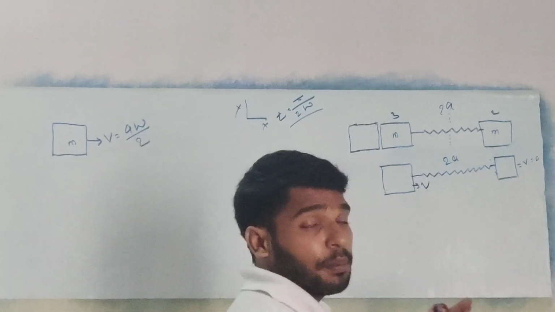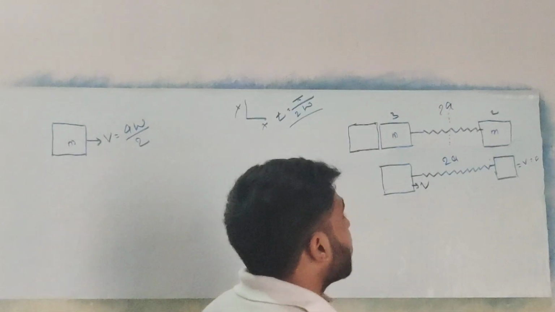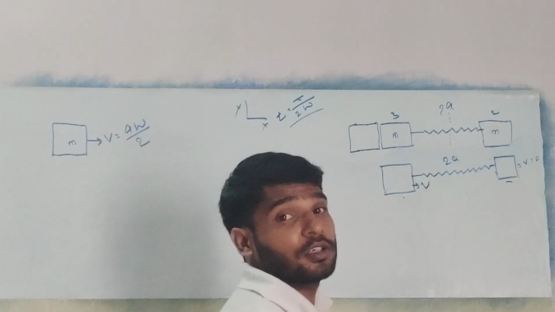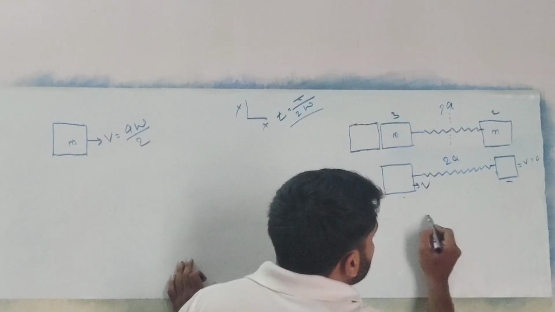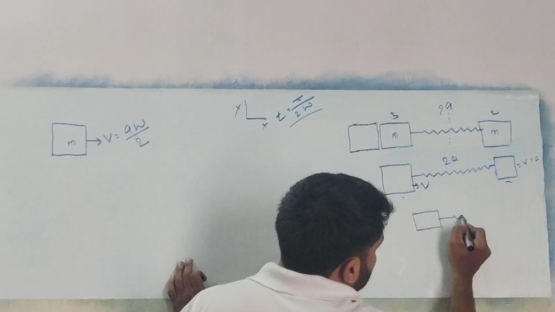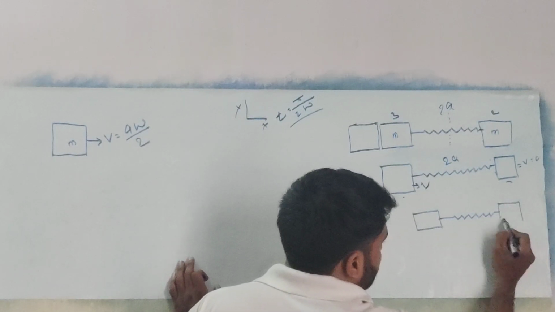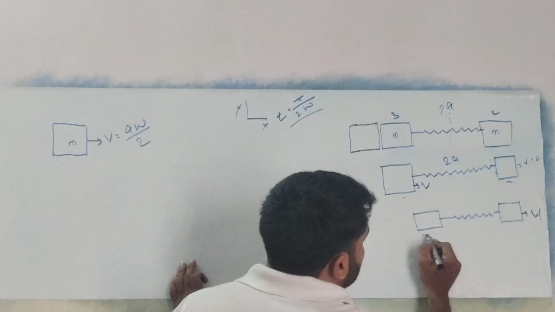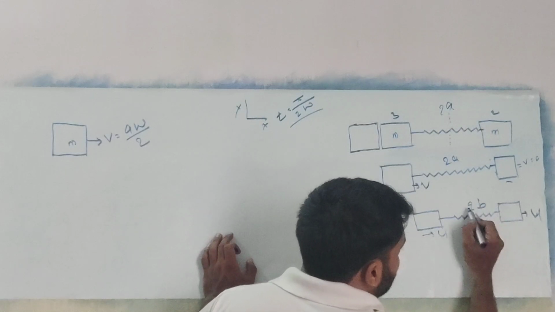After some time, what will happen? The spring will be compressed through a distance 2b, and at that instant both the blocks will move with the same velocity. Let's say that velocity is u. Here it is moving with velocity u, here also it is moving with velocity u, and the compression of the spring is 2b.